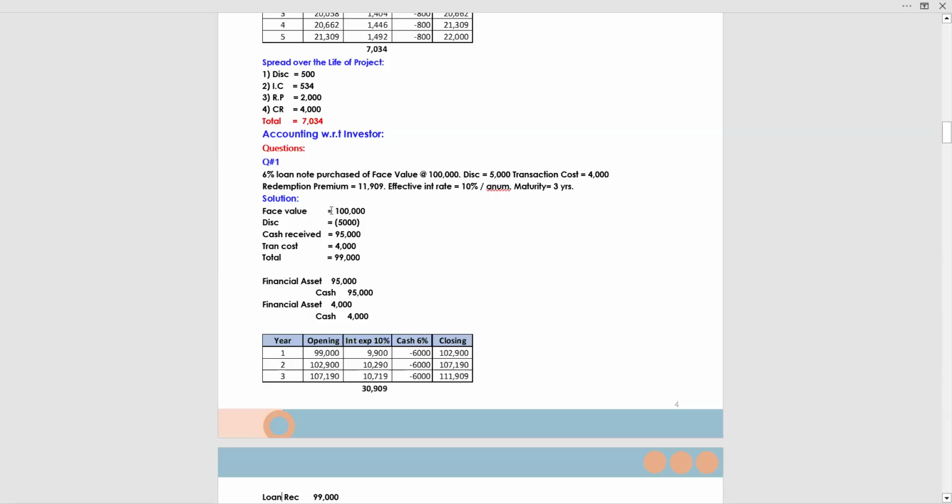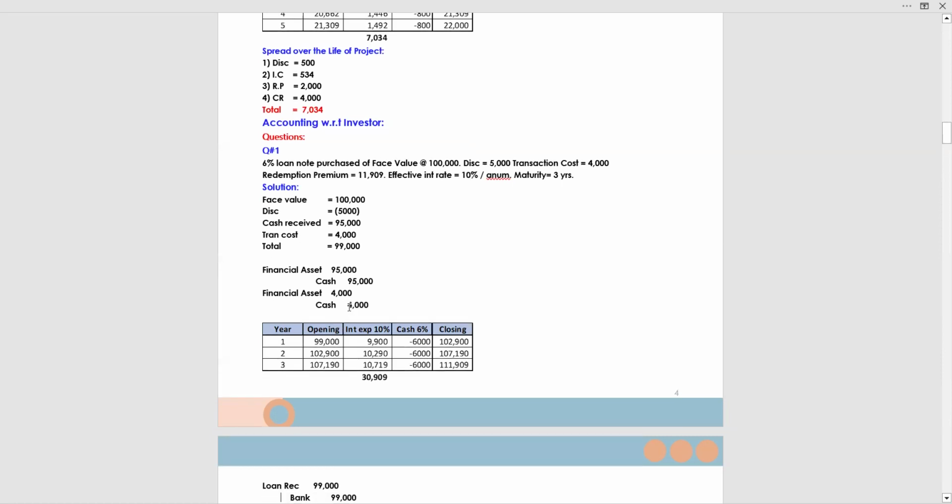Face value is 1 lakh. Discount 5,000 is deducted, so cash received is 95,000. There is a transaction cost incurred by the investor, so we add it. The total amount is 99,000. This will be used for the effective interest rate on which we calculate the interest income. Now, financial asset debit 95,000, cash credit 95,000. Financial asset debit, cash credit, this is for the transaction cost.